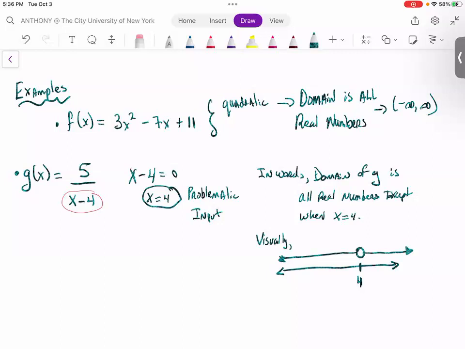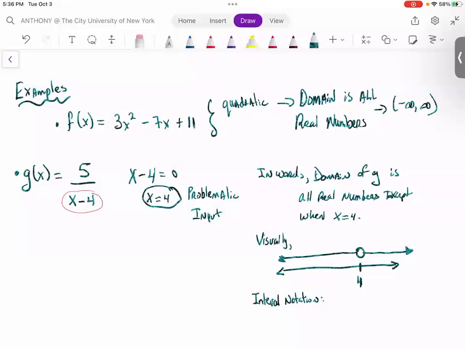So how would I write out the interval notation? The interval notation comes from the visual. First of all, you look at everything to the left of 4, right? So if, say it louder. 2. I'm gonna stop you there.